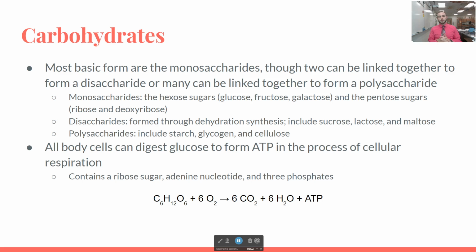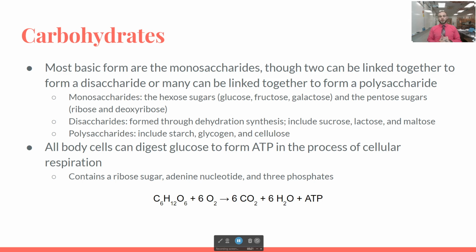Disaccharides, you're going to get those through dehydration synthesis of your 2 monomers, your 2 monosaccharides. Those are going to be things like sucrose, lactose, and maltose. And then your polysaccharides, these are long chains. Those are going to be things like starch, glycogen, and cellulose.